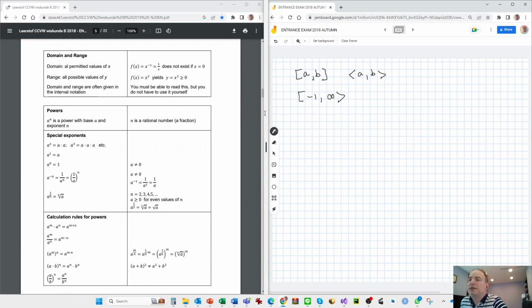And the rest is the powers. And the main rule here is a to the power m times a to the power n is a to the power m plus n. And most of the other rules follow from that.